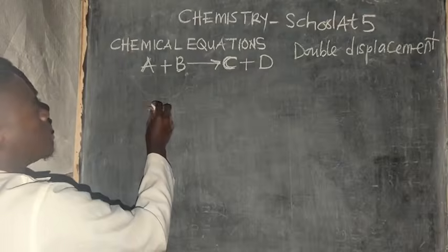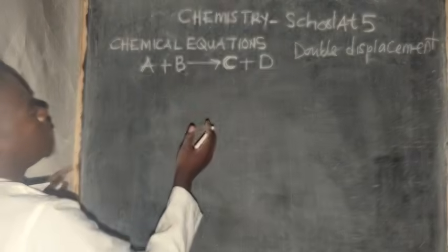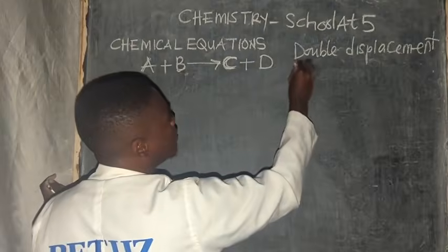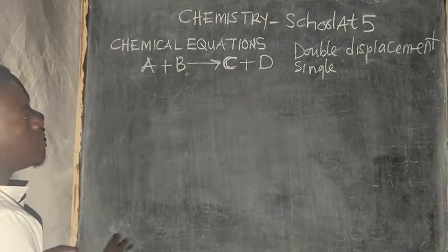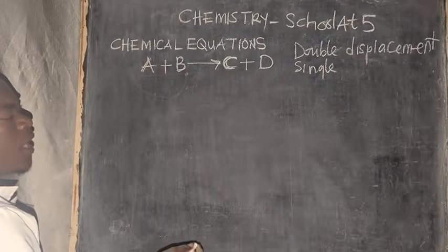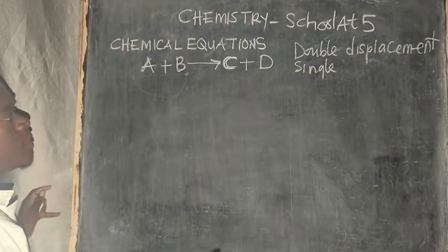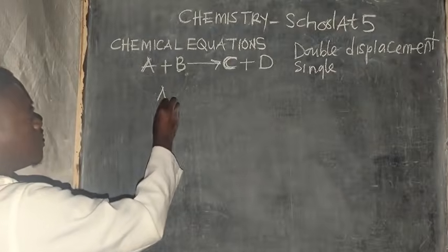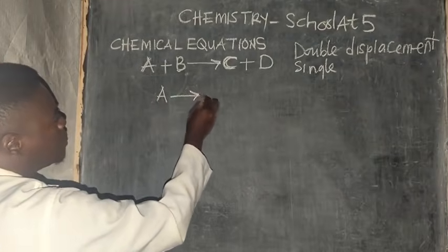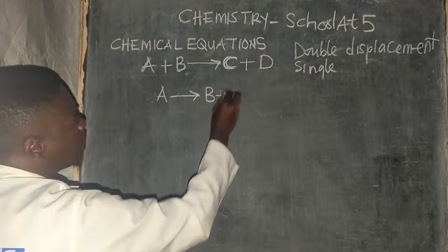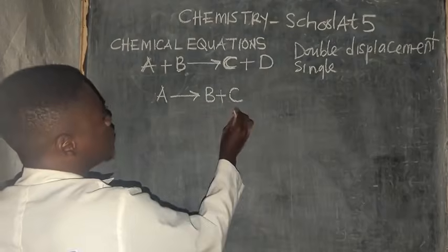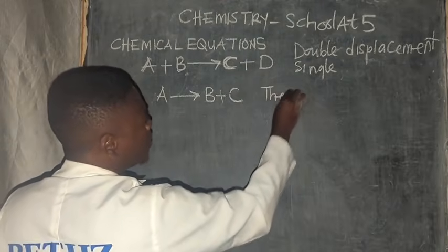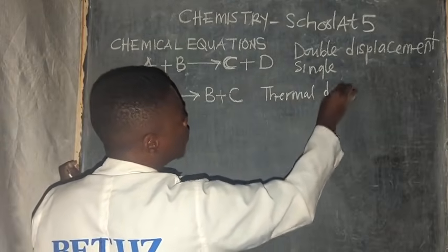But whenever you've got something like this, it can be double displacement or it can also be single. There is also what we get to call a decomposition, thermal decomposition, for example, where one compound, for example, this is A, is broken down to B plus C. So mostly this type of equation, we get to call them thermal decomposition.